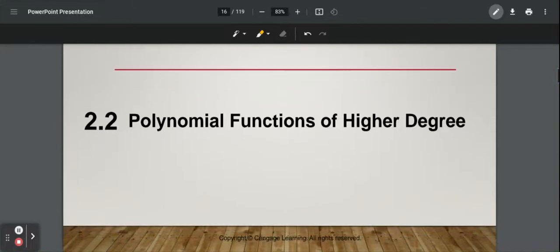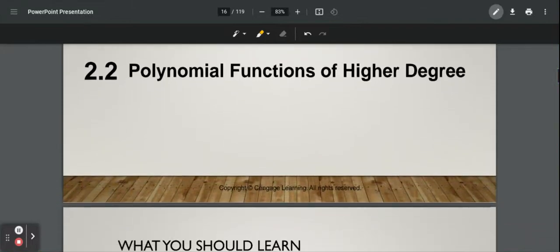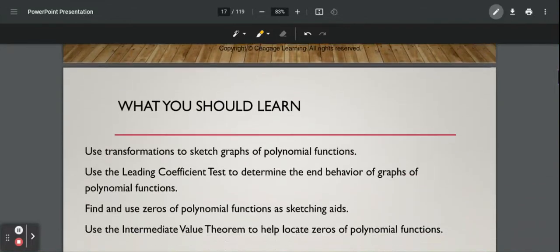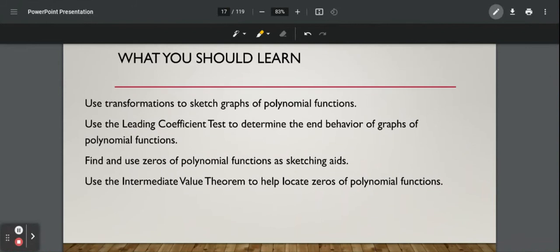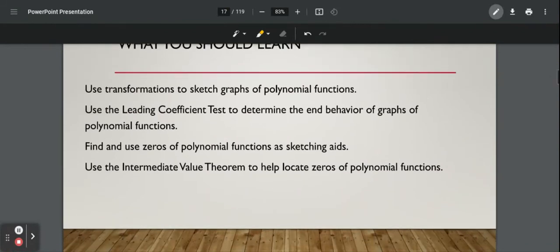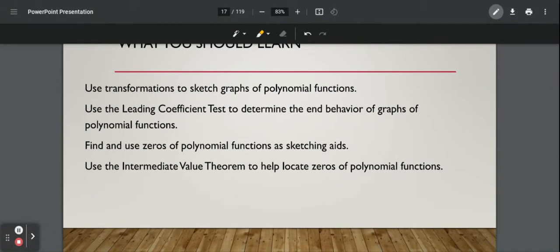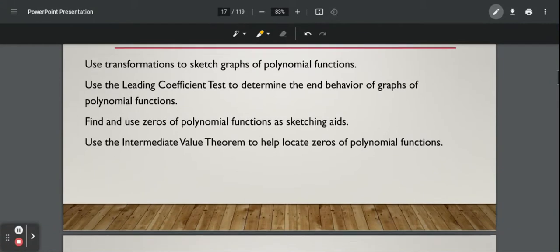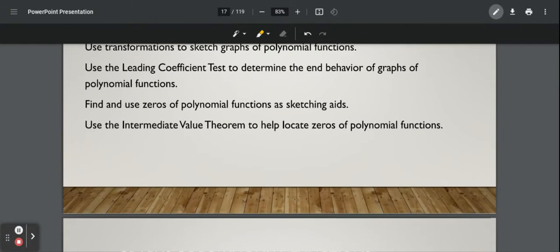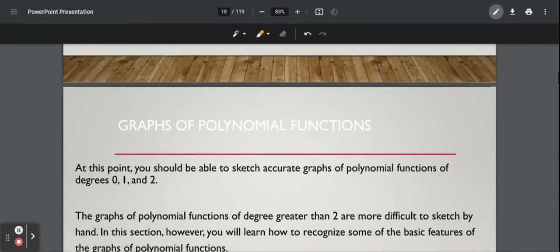Section 2.2 is talking about polynomial functions with higher degrees. So what we'll look at is using transformations to sketch graphs of polynomial functions, use the leading coefficient test to determine the end behavior of the graphs, find and use zeros of polynomial functions and use those to help us sketch, and then talk about the intermediate value theorem to help locate zeros of the polynomial function.